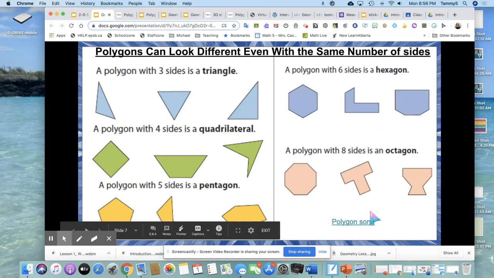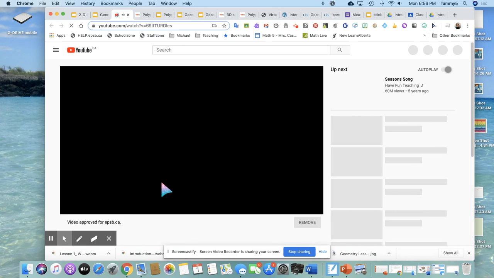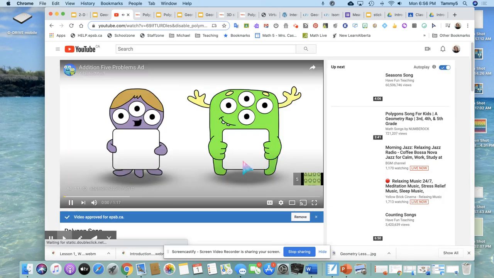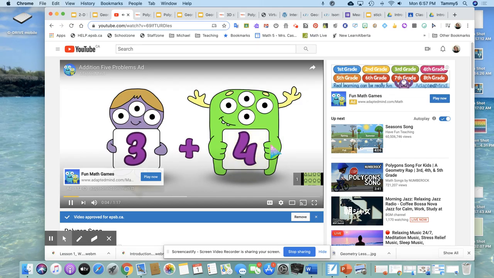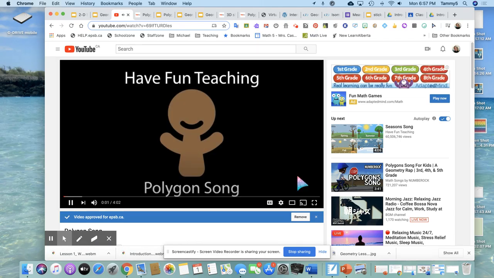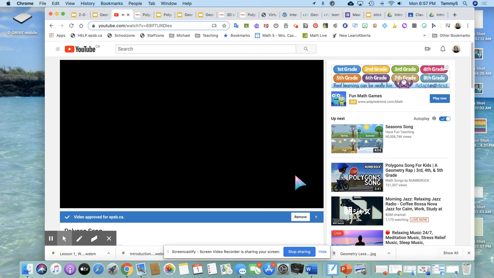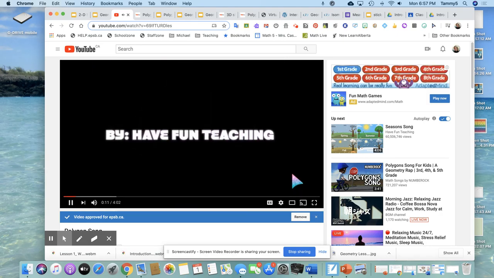Now, I've got a cool little song for you guys to watch. In this song that we're about to watch, they're going to show you all of the different kinds of polygons all the way up to 10. So you're going to notice there are 3 polygons in this song that you don't need to know in grade 3, but they are including them in this song.